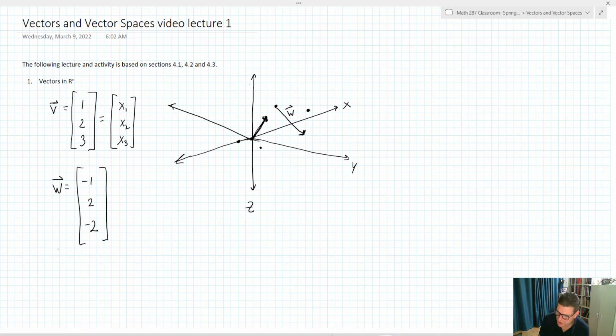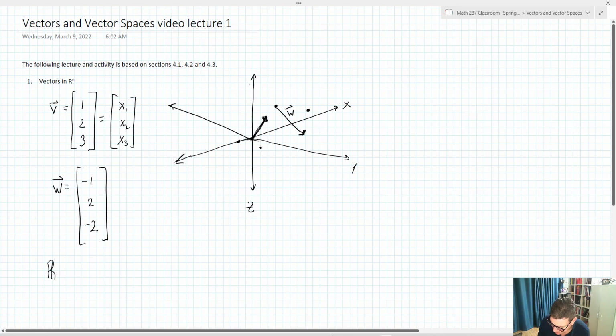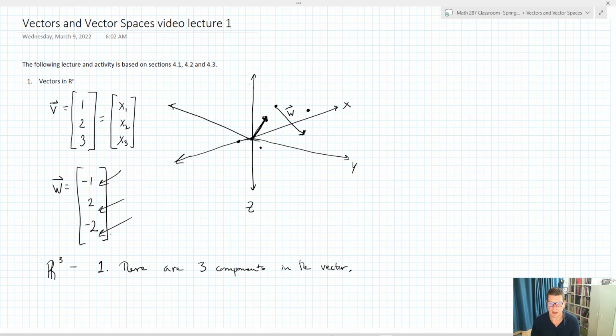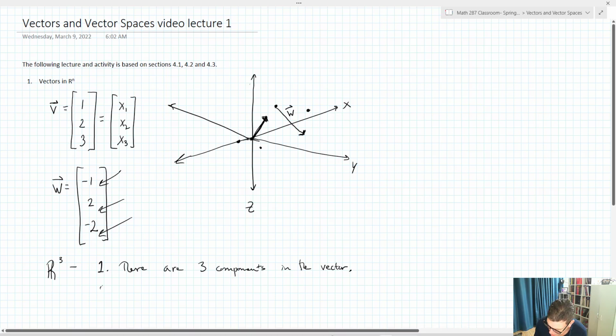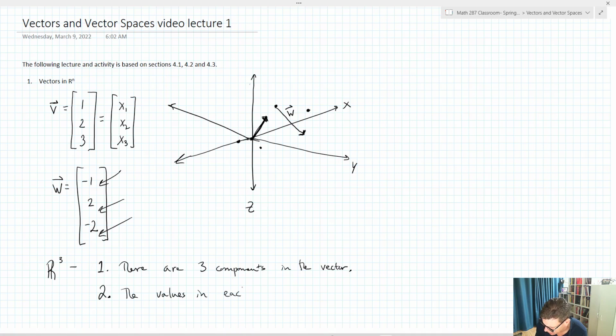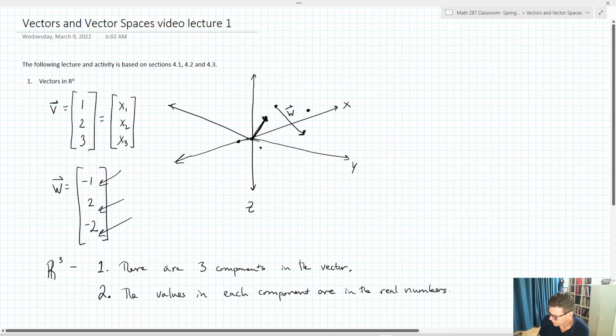Now, these vectors are vectors in what we call R3. They're called R3 because of two reasons. One, there are three components in the vector. That's the first thing: 1, 2, 3. Three components inside of the vector. And two, the values in each component are in the real numbers.